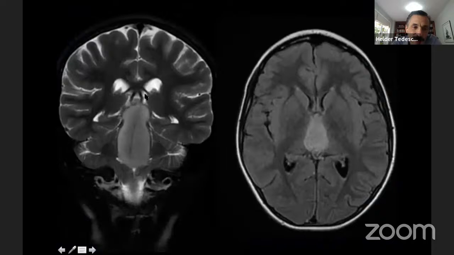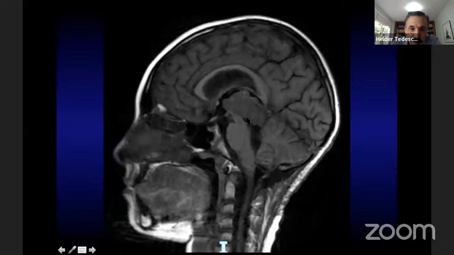And this is the tumor in another view, filling the third ventricle and the whole thing here. So I started here and could remove this much of the tumor. And then again, I had the doubt, how can I approach this?